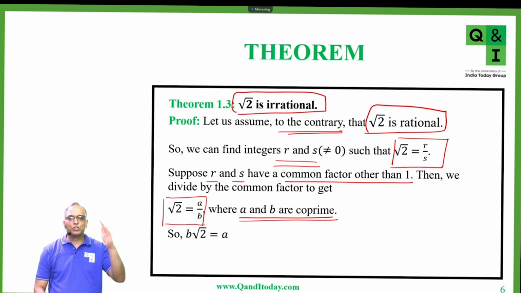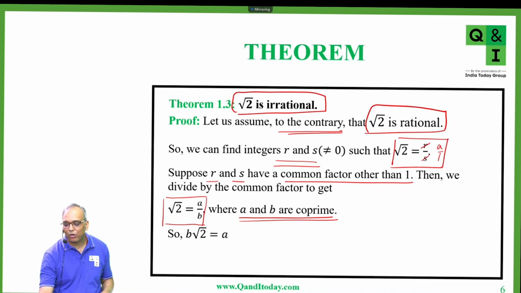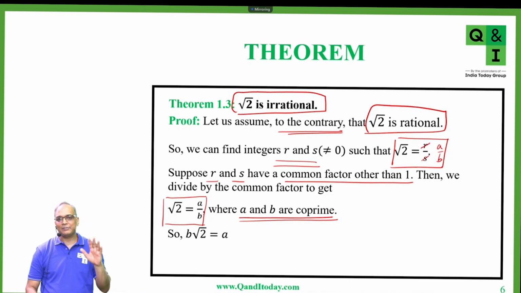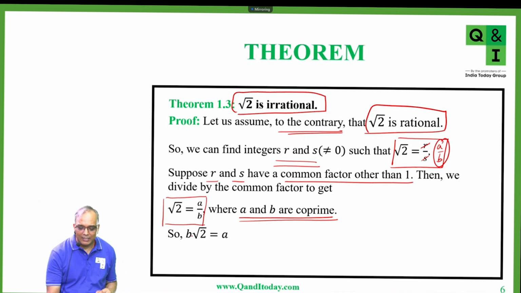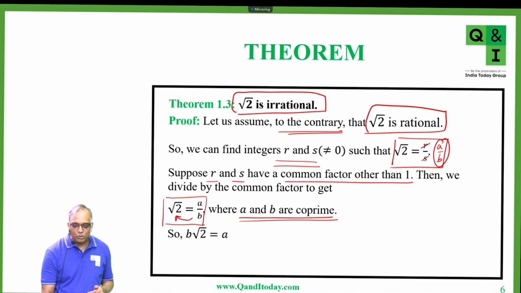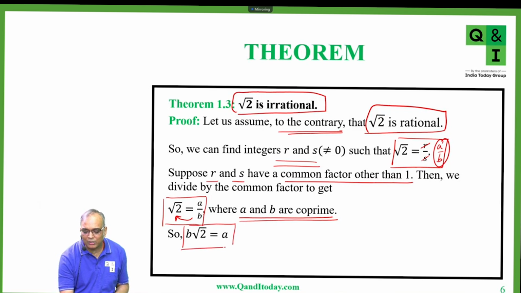So now, because you have cancelled out all the common factors from r and s, you have got a by b. You have got the simplest form of the rational number a by b, where there is no factor in common between a and b other than 1. So a and b are co-primes. Okay. So now root 2 is a by b. Now if you take b, which is in the denominator, to the other side of the equation, it will get multiplied with root 2. So you will get b root 2 is equal to a.